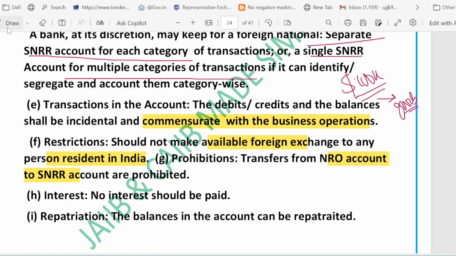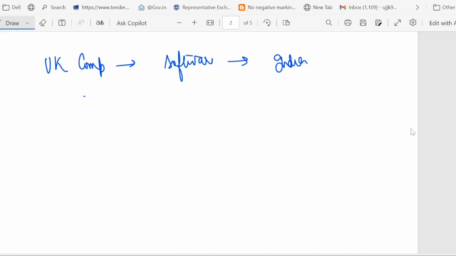Let me give you a short practical example to make you understand this concept. Take the case of a UK company. This UK company supplies software service to an Indian firm. It opens an SNRR account to receive rupee payment from the Indian client.